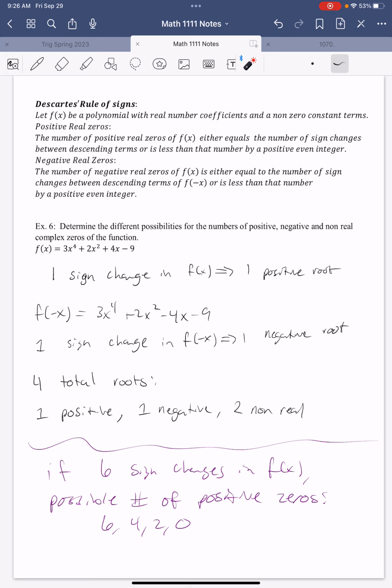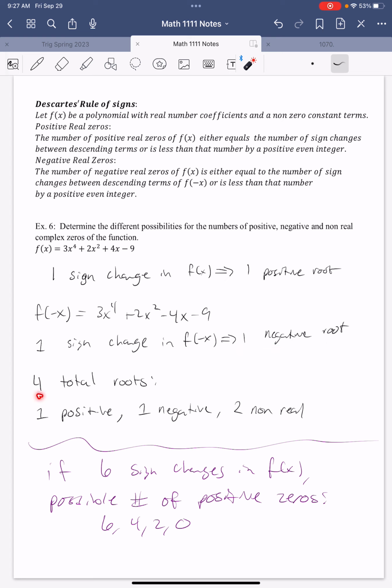Then for the negative roots, you calculate f of negative x. F of negative x changes the sign on all odd exponents. So 3x to the fourth will have the same sign because it's an even exponent, but the positive 4x would become a negative 4x. So here we only have one sign change in f of negative x, and that tells us the same statement but for the negative roots. So since there is one sign change in f of negative x, there is one negative root.